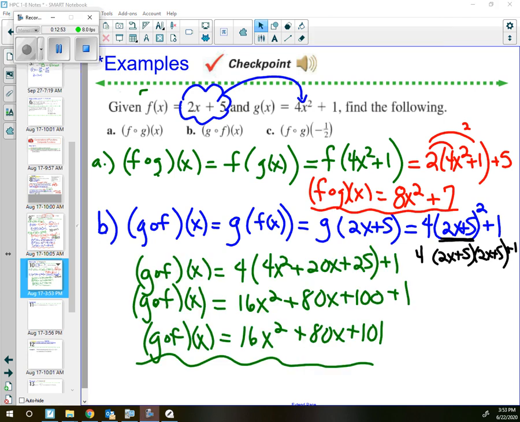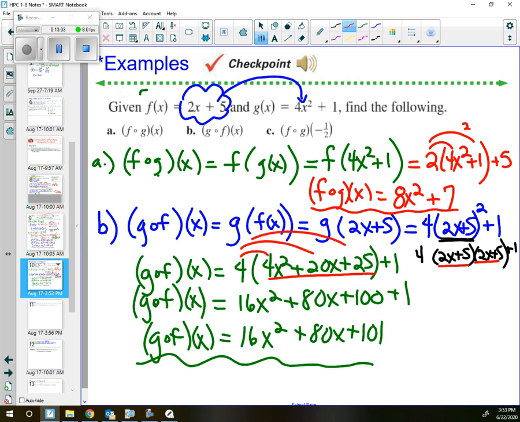Alrighty, so let's take a peek at the arithmetic. So first things first, we had to distribute or FOIL the two binomials together. So that should have given you that. Then you're going to distribute through by the 4, which gives you this. And then we add the 1, which gets us down to our G of F of X, G composed with F. So notice, F composed with G from the first part is most definitely not the same parabola as G composed with F. So we get two different rules. And often that will be the case.